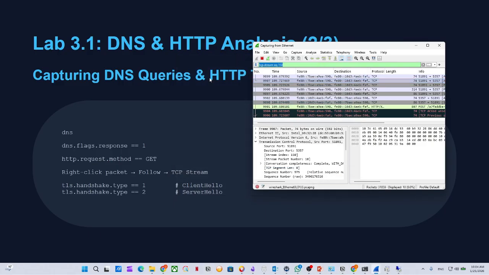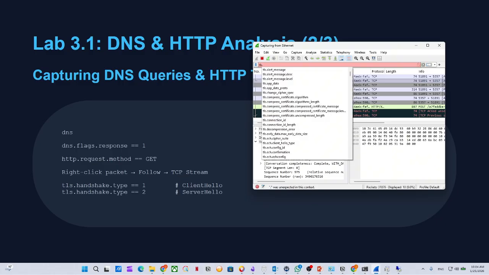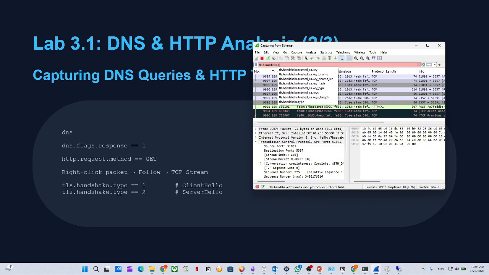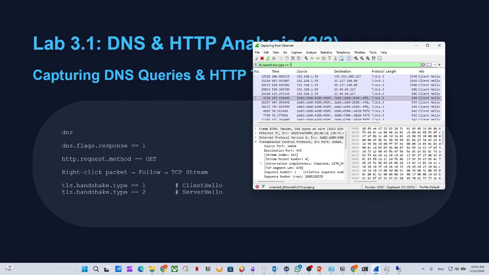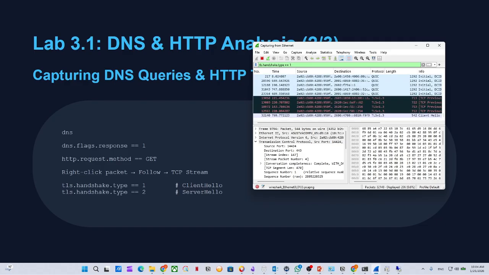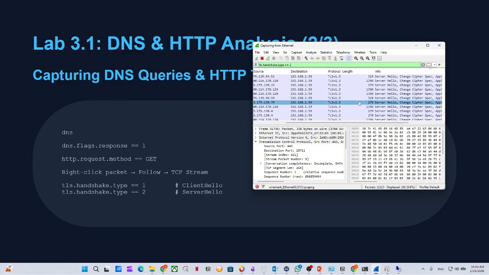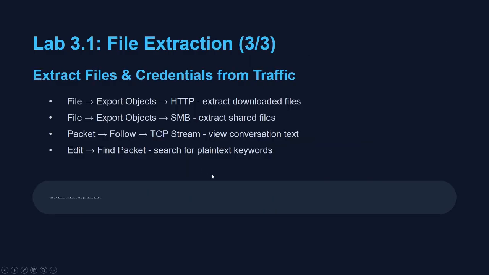And we have here tls.handshake.type equals to 1. This is going to list the client hello packet. This is going to list the server hello packet. Okay, TLS is a protocol that's used with HTTPS to secure the encryption.